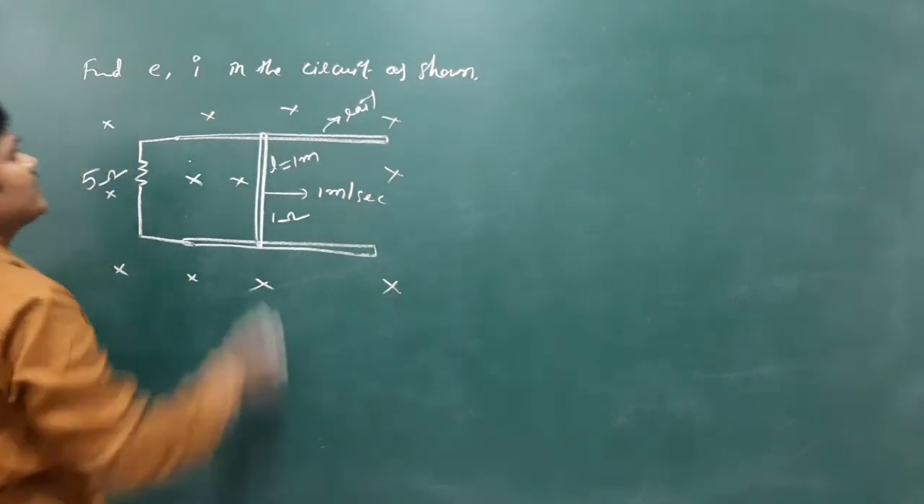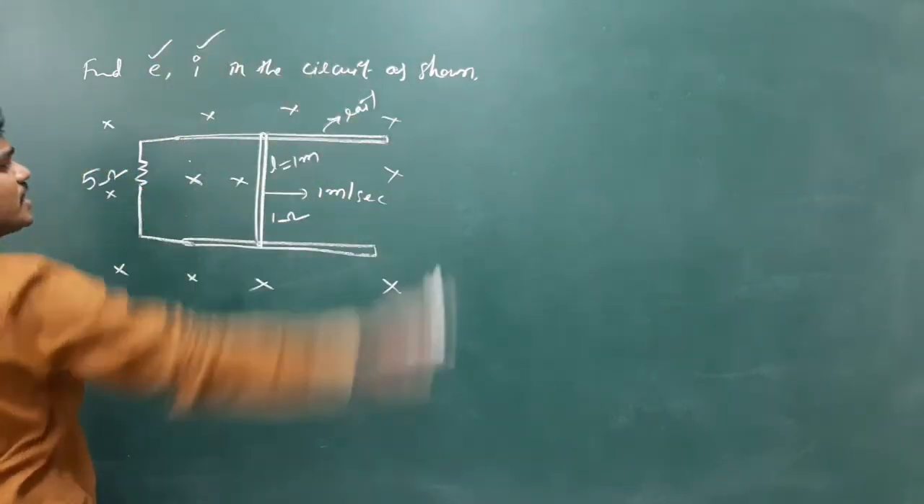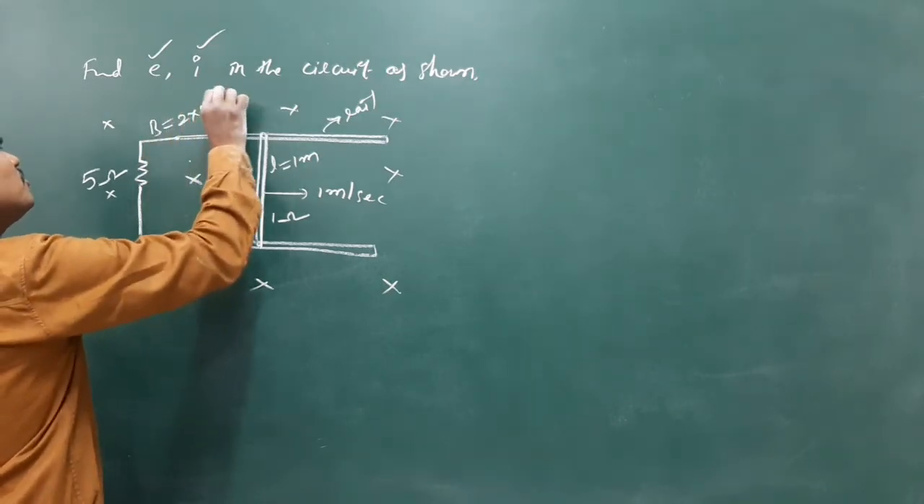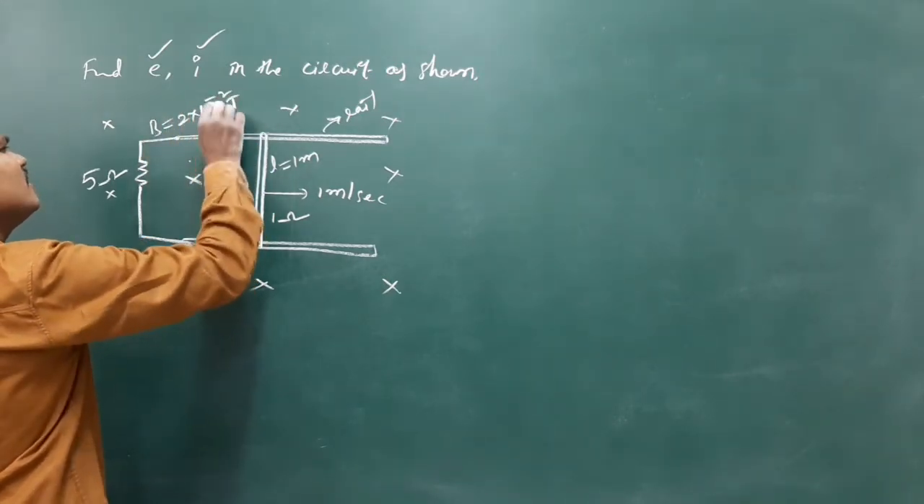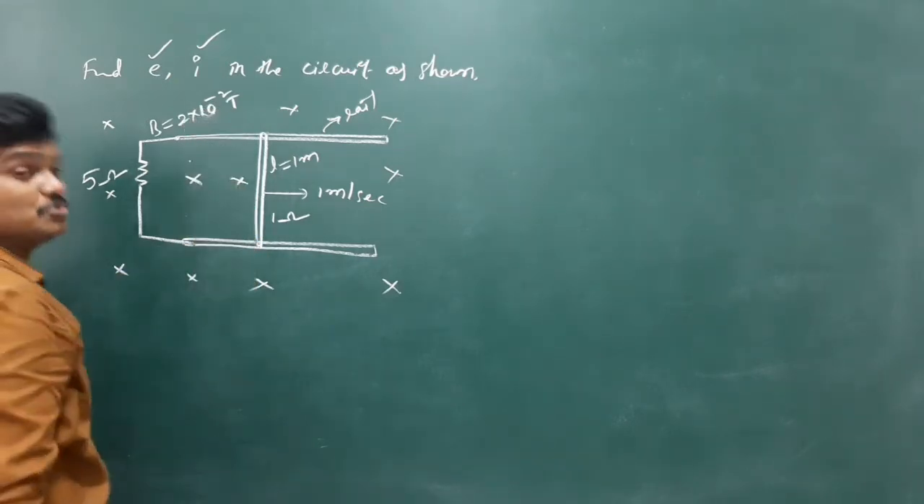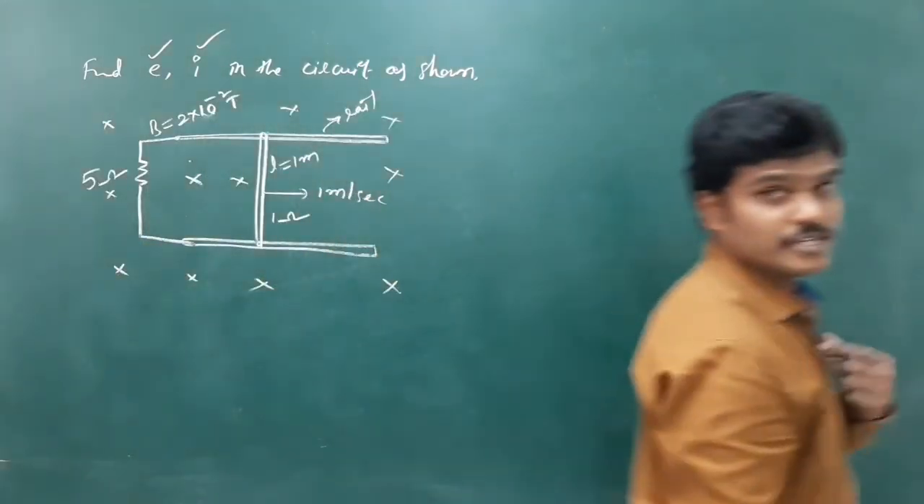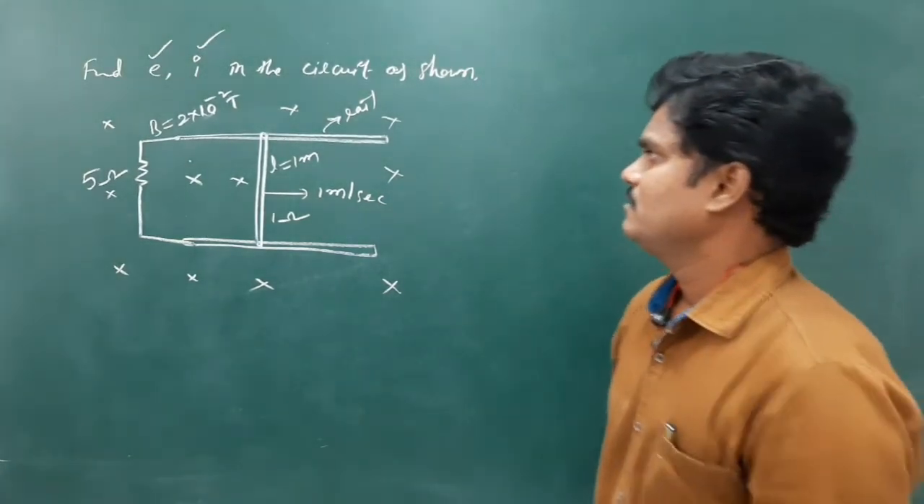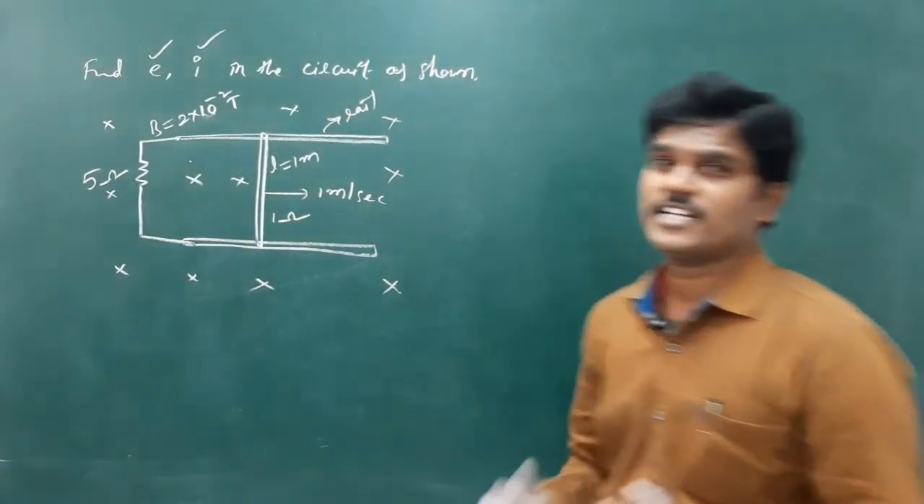Now the target is to find the induced EMF and induced current. The field is given as 2 × 10^-2 Tesla, a magnetic field which is into the board. So, a simple question: identify the direction of the induced current.